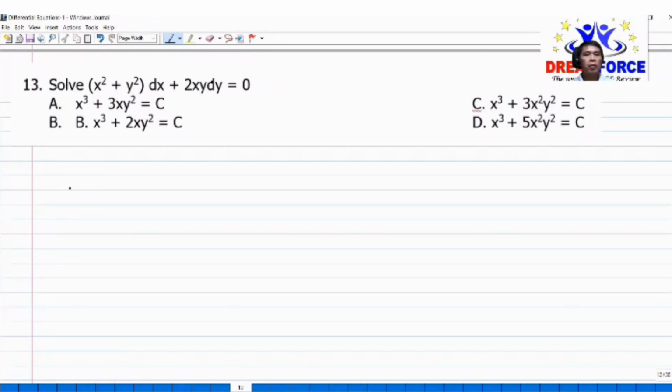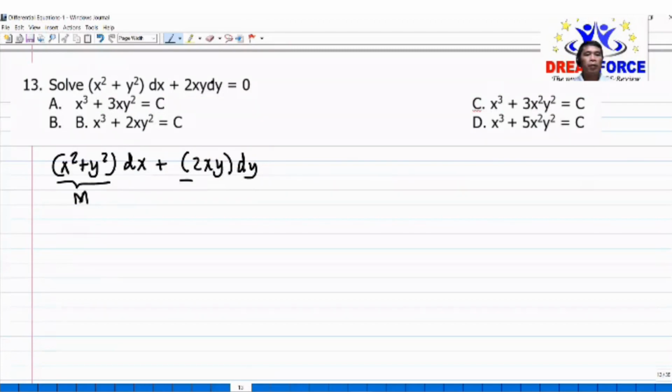Solve (x squared plus y squared) dx plus 2xy dy is equal to 0. So again, let's check if it is exact. Ito yung M, ito yung N. So para exact siya, kunin natin yung partial derivative ng M with respect to the other variable.